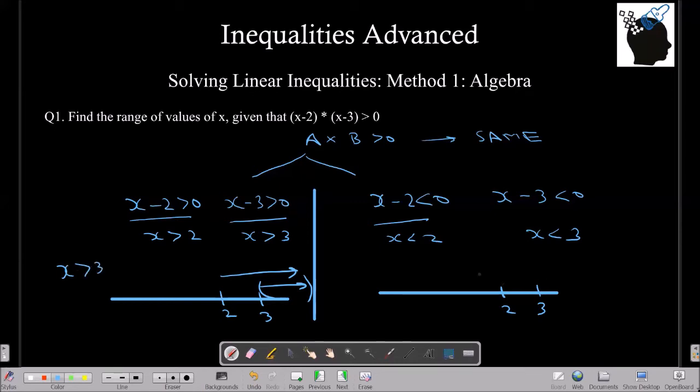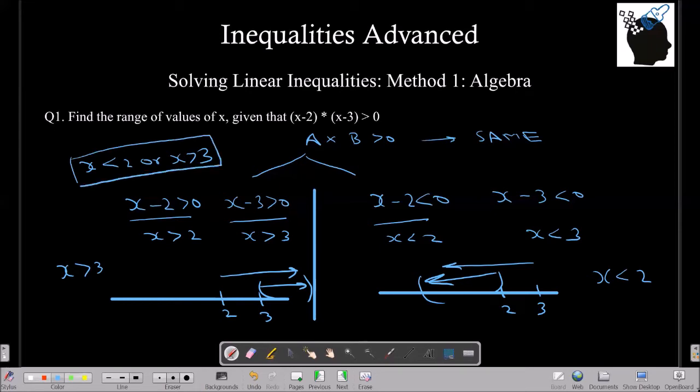And in this case, we have x is less than 2 and x is less than 3. So the common part is x is less than 2. So in this case, the solution is x is less than 2. So our final solution is x is either less than 2 or x is greater than 3.